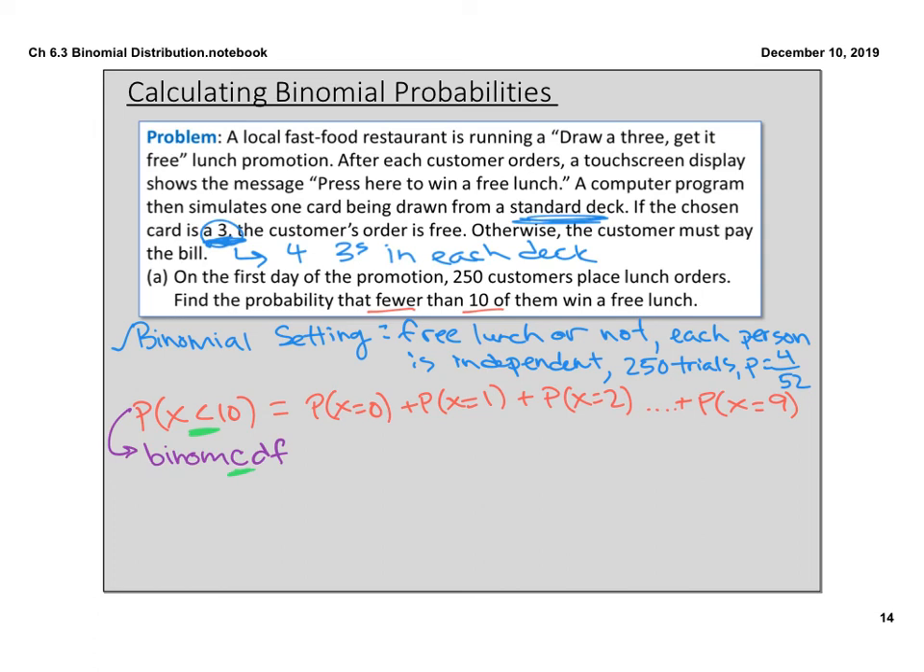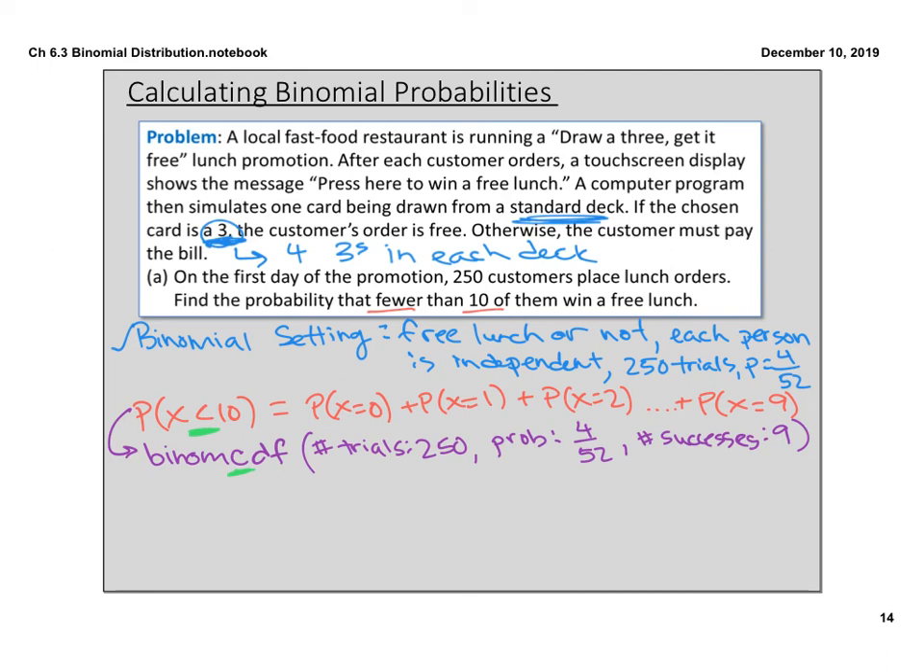list out my values. Here are the things that I know. I know that the number of trials is 250. I know that the probability of each trial is 4 out of 52. And I know that the number of successes is going to be 9 on down. So my binomial CDF looks like that. And now I'm going to go ahead and type it into my calculator.